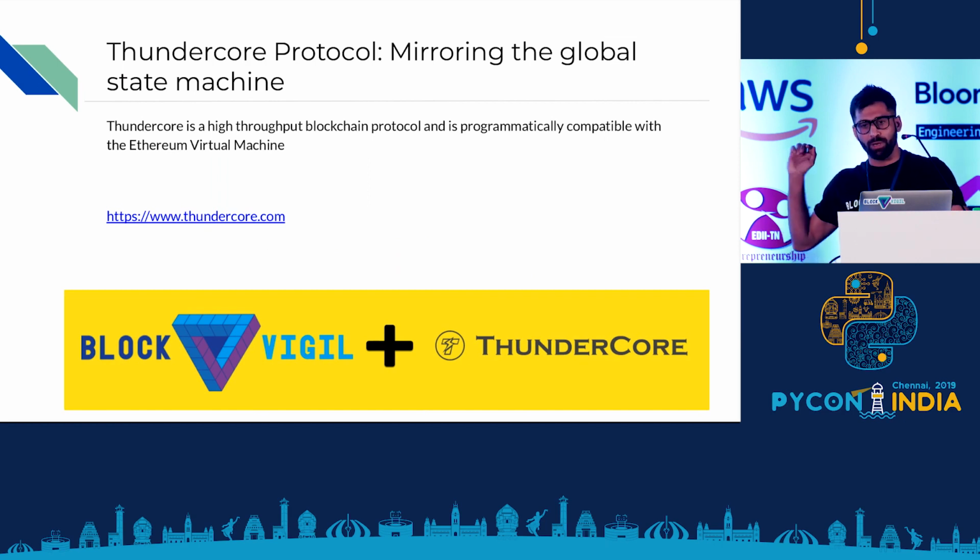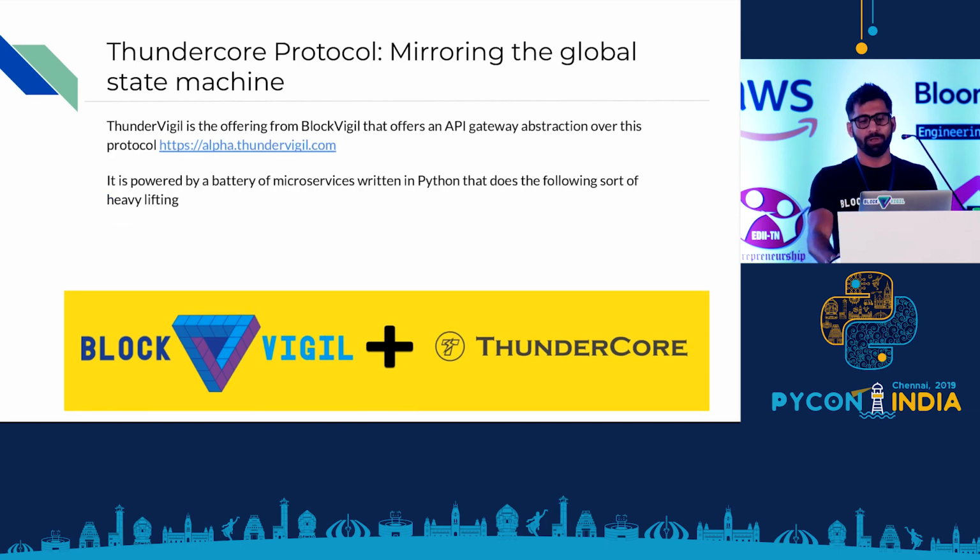The specific example I wanted to dive into is for this protocol. You can check it out. They're called ThunderCore. They support really high transaction throughput. I want to show you some code at the end of the demo. So Thunder Vigil is what we built on top of their ThunderCore protocol. So our branding is like that. We just call it Vigil on top of the protocols we're building on.